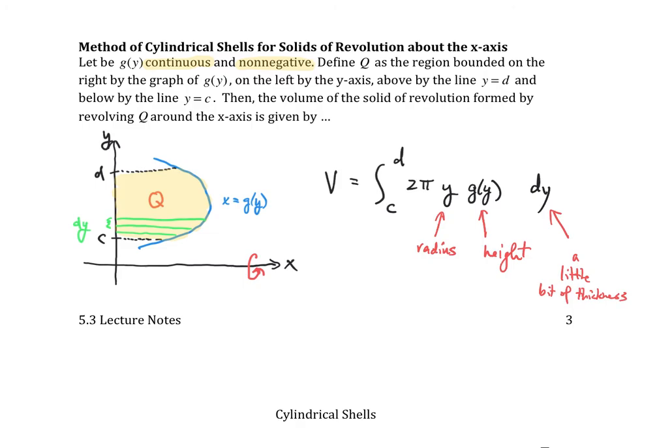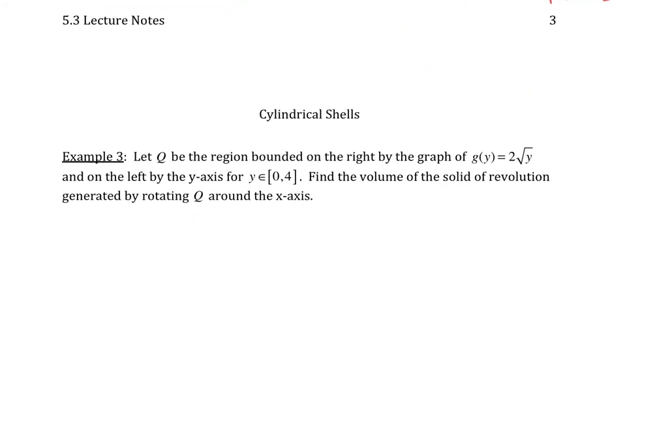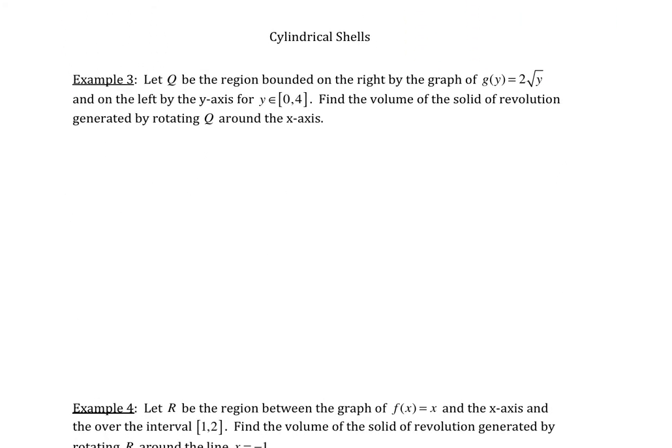so why don't we look at an example together? Let's take a look at example 3. In example 3, let Q be the region bounded on the right by the graph g of y equal to 2 times the square root of y. So if we think about this, that's the same thing as saying x is equal to 2 times the square root of y, which means we could have x over 2 is equal to square root of y, which means y is equal to x squared over 4.